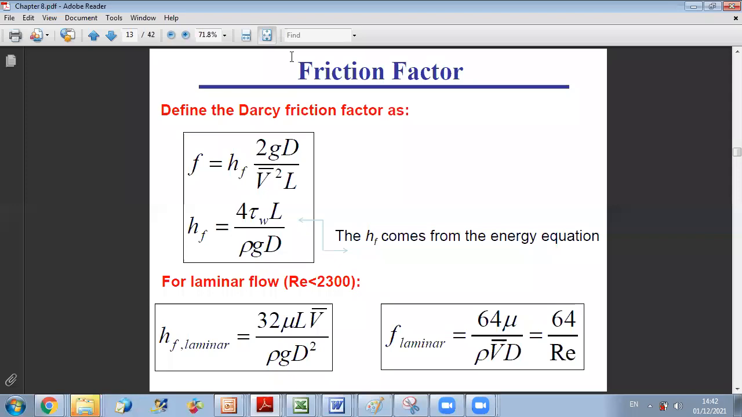Do you see the screen now? Yes, doctor. Okay.